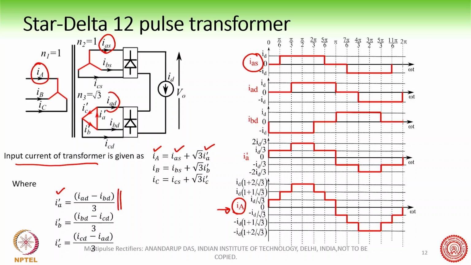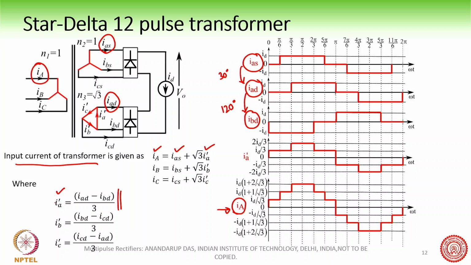Next we plot the IAD, this current here. This is also a quasi-square current. However, this current is 30-degree lagging, because of the delta connection. So IAS and IAD are identical, but they are phase shifted by 30 degrees. Since we have drawn IAD, we can also draw IBD, which will be 120-degree phase shifted. So this is the 30-degree phase shift, and then we have the 120-degree phase shift, and so we'll be able to draw IBD.